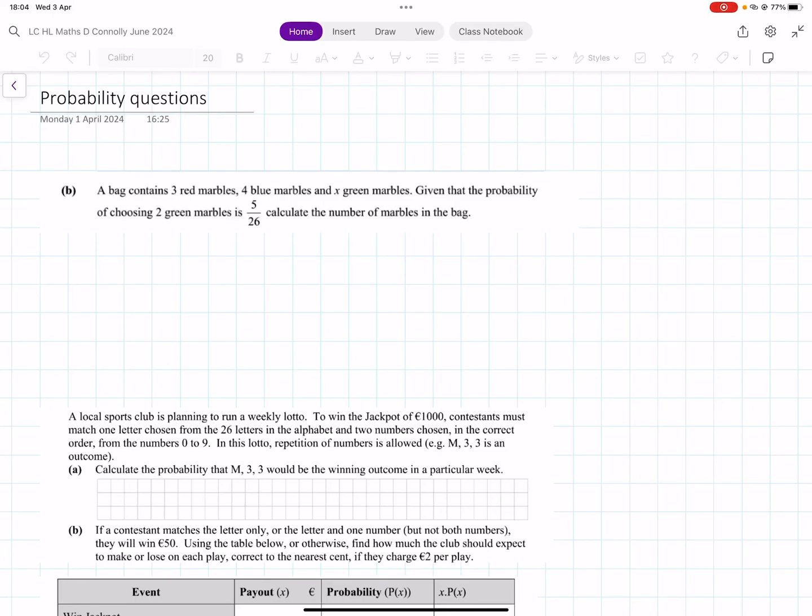Okay, so we'll have a go at these probability questions. A bag contains 3 red marbles, 4 blue marbles, and X green marbles. Given that the probability of choosing 2 green marbles is 5/26, calculate the number of marbles in the bag.